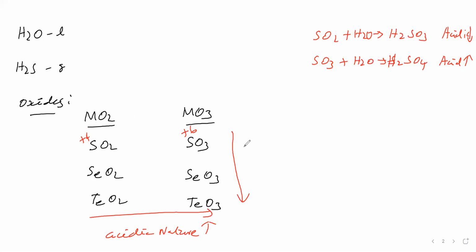Now down the group, you will see how the acidic nature is. Down the group, acidic nature is decreasing. That means SO3 gives H2SO4.